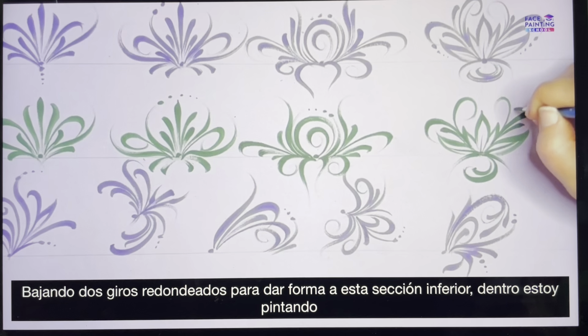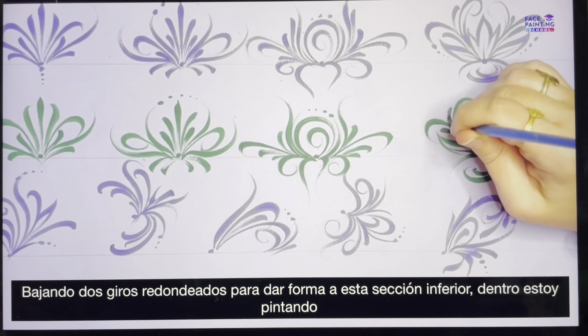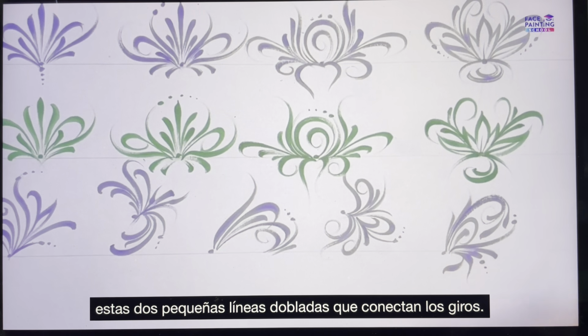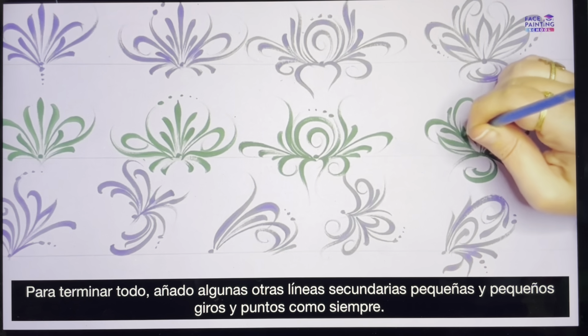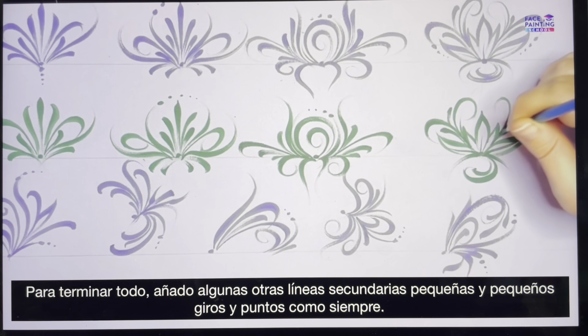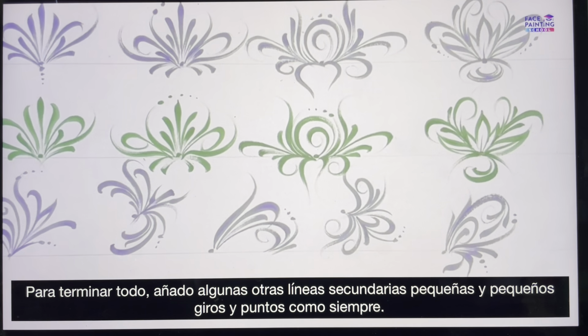Going down, two round flicks to shape out this lower section. Inside, I'm painting these two little bent lines that connect the flicks together. To finish up everything, I add some other tiny secondary lines and little flicks and dots as always.